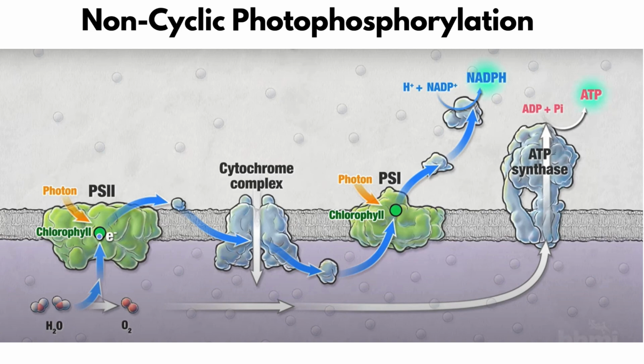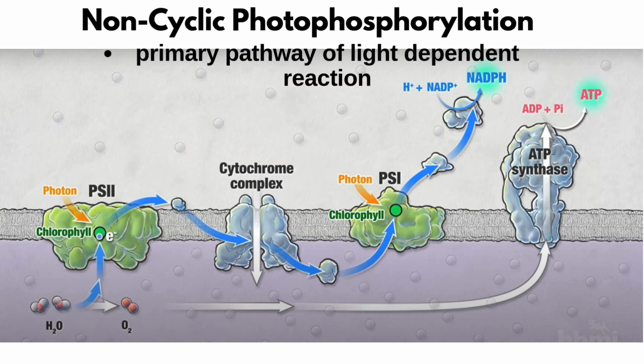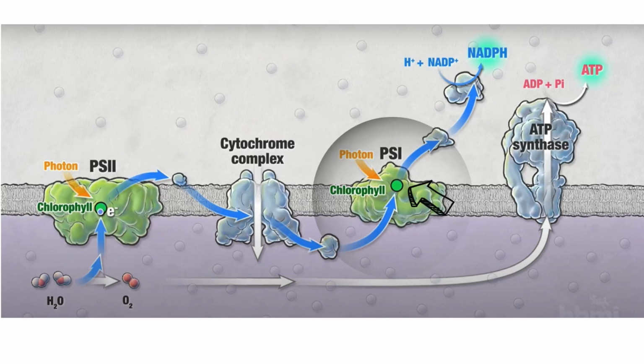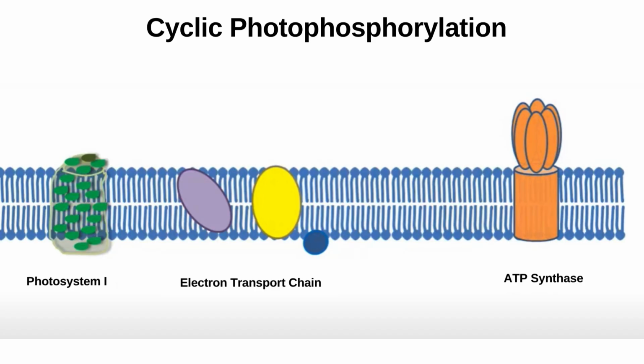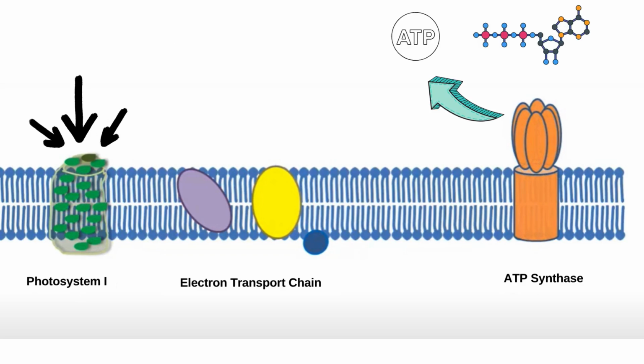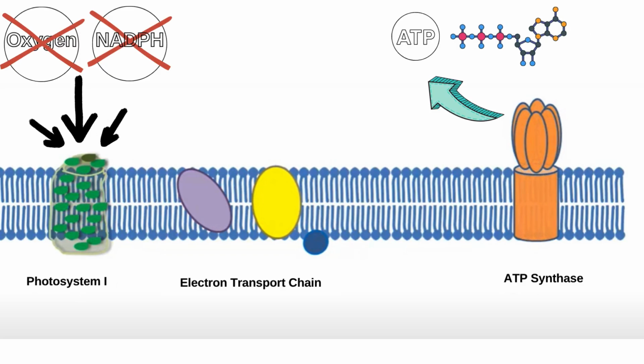The non-cyclic photophosphorylation is the primary pathway of the light-dependent reactions. It follows a linear electron flow from photosystem 2 to photosystem 1, producing ATP, NADPH, and oxygen, just like what you saw a while ago. While cyclic photophosphorylation is an alternative pathway in the light-dependent reactions of photosynthesis that involves only photosystem 1 and produces ATP without generating NADPH or oxygen.